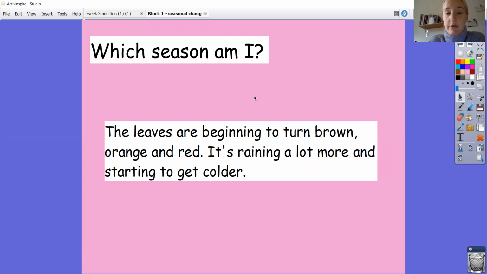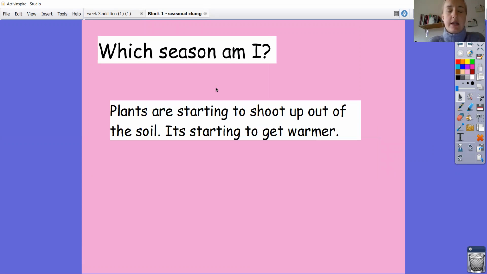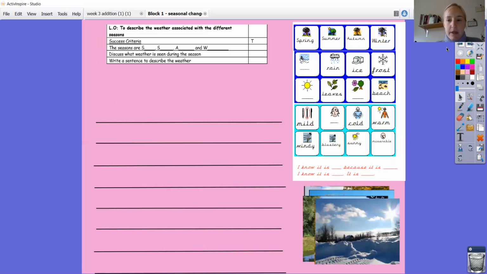So you should have got autumn for that one. So well done if you got autumn. And the last season, you probably worked it out by now. It says plants are starting to shoot up out of the soil and it's starting to get warmer. So that mild weather that we talked about, and that is spring.